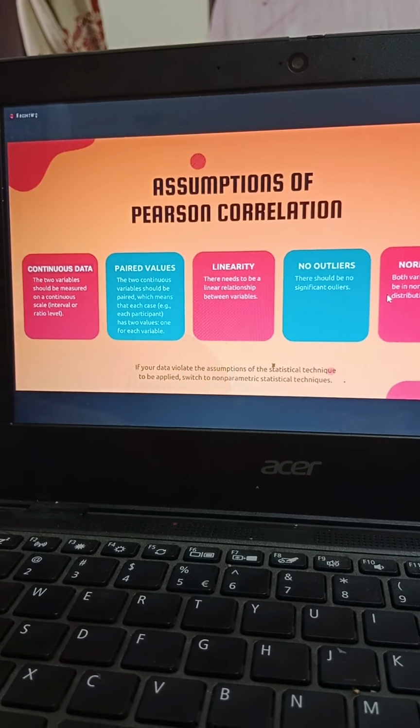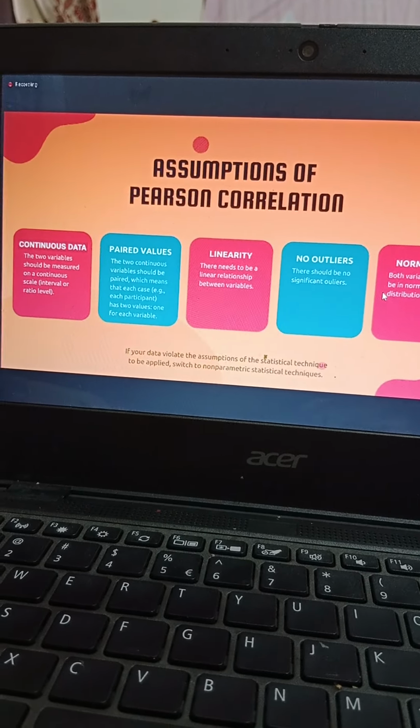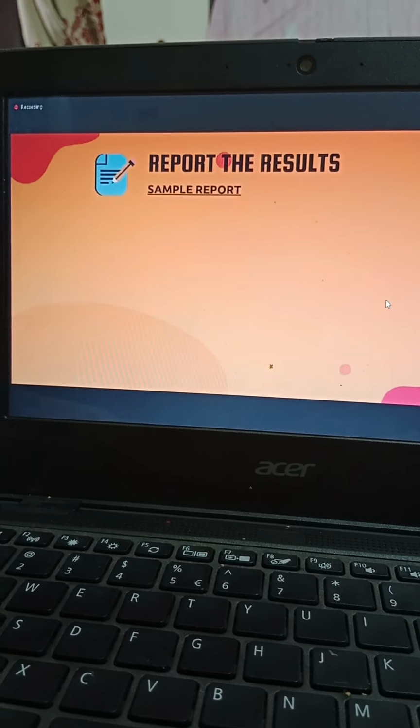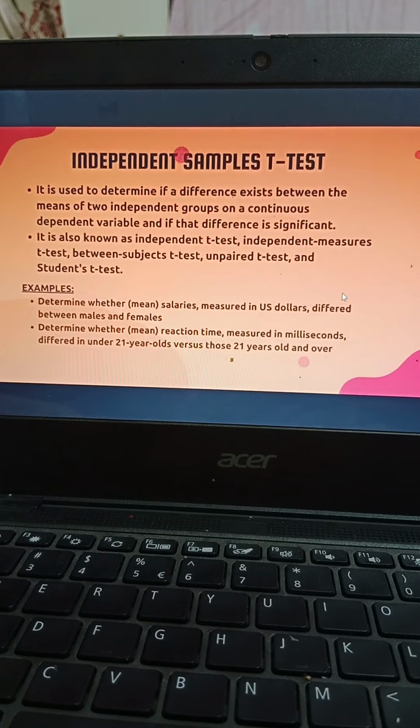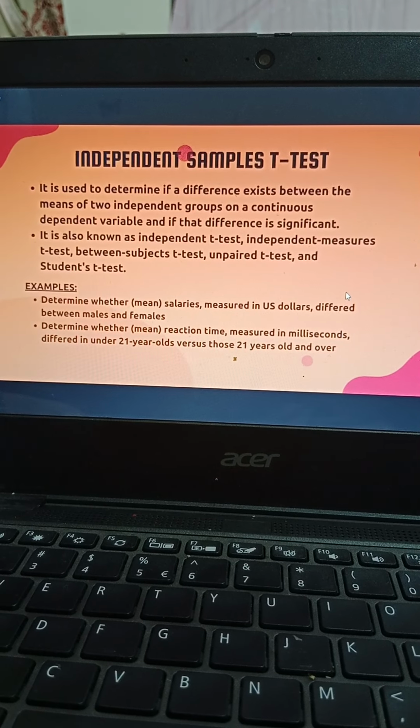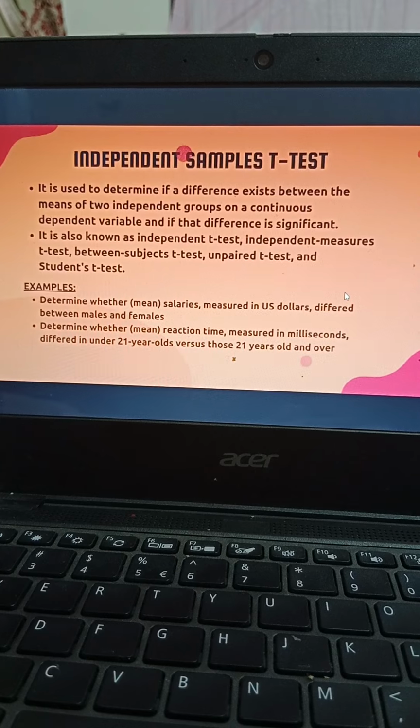So we're already done with the Pearson correlation test. And I showed you also a sample report on how to interpret the results, right? So let's now proceed to the next statistical test, which is the independent samples t-test.